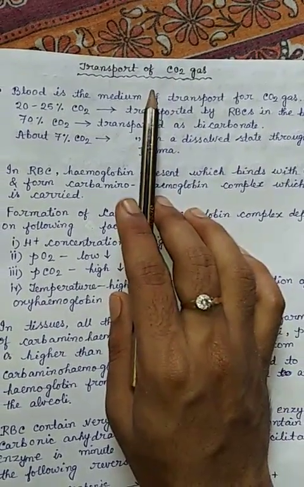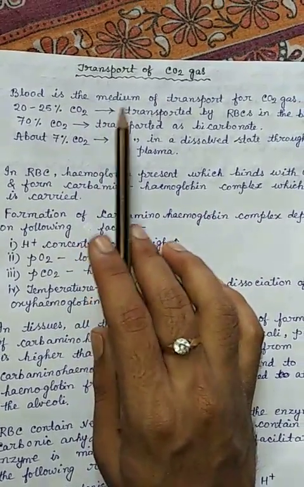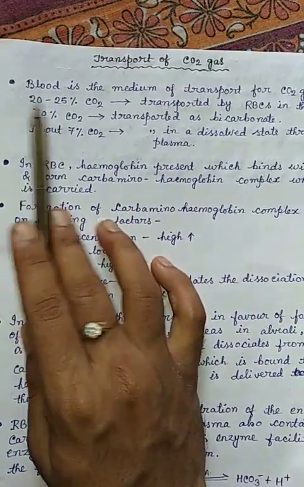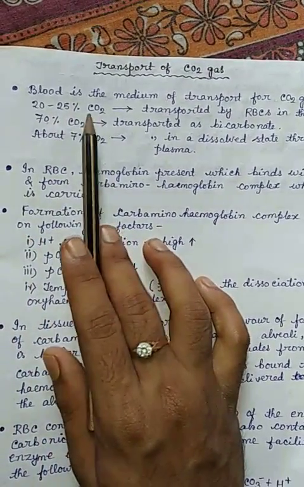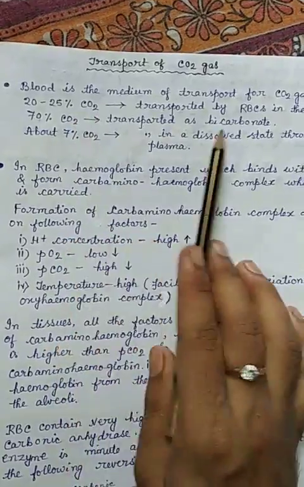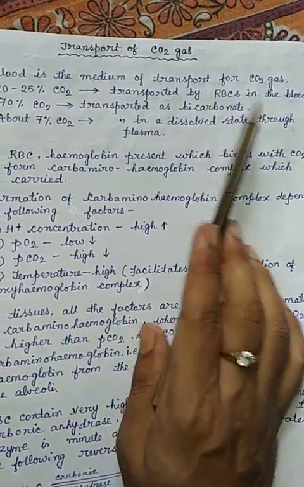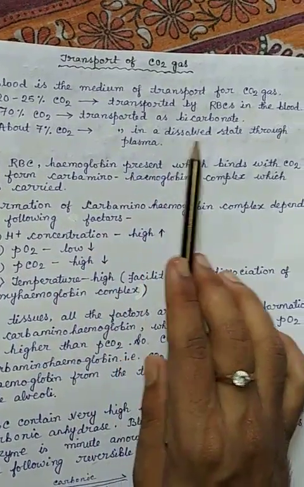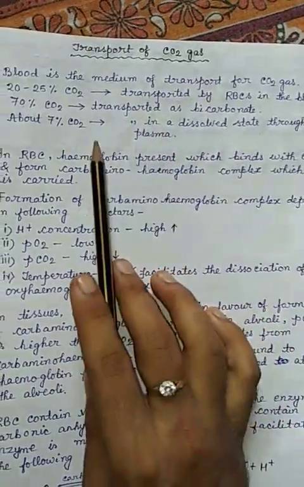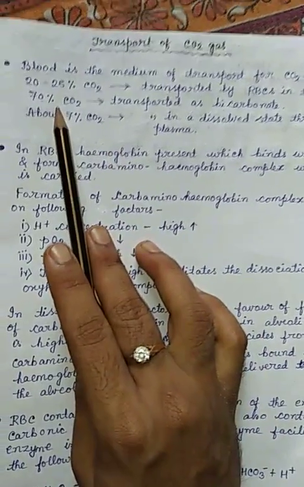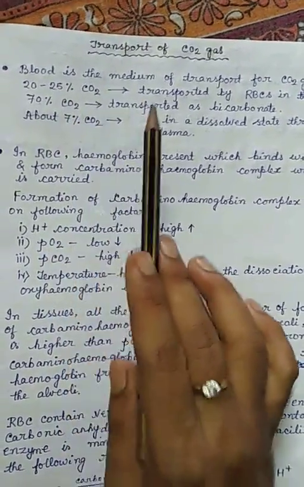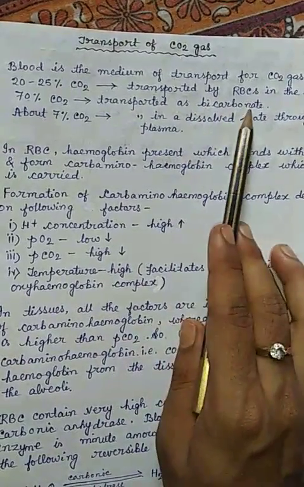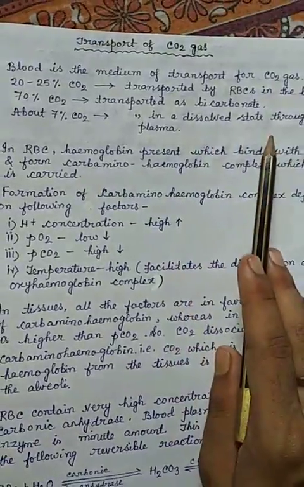So similarly, like oxygen gas, blood is also the medium for the transport of carbon dioxide gas, and it is transported by three ways. Number one is 20 to 25%, which is transported by RBCs in the blood, as same as oxygen, and 7% CO2 is in dissolved state through plasma. This is also as same as oxygen, but here 70% CO2 is also transported through bicarbonate complex formation. So now we have to study it.